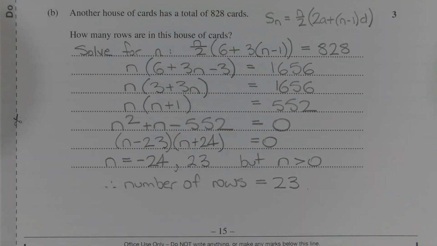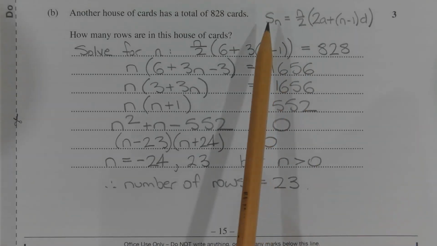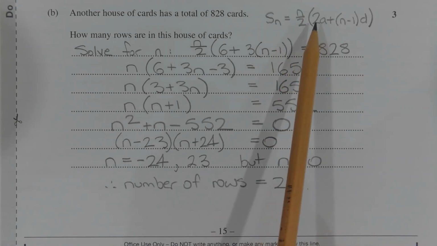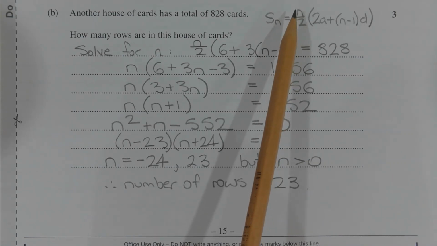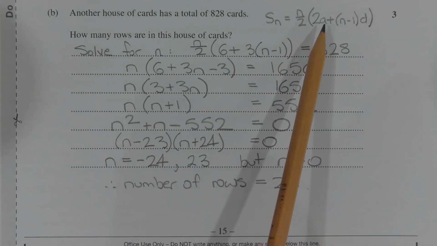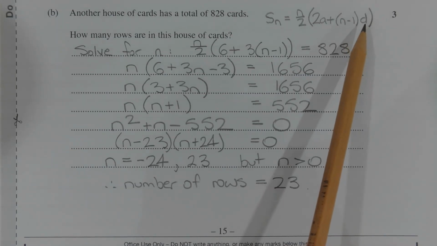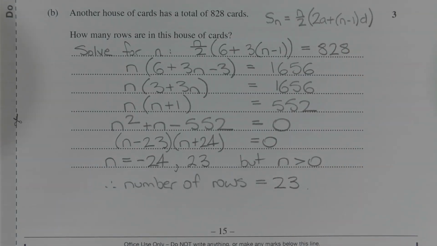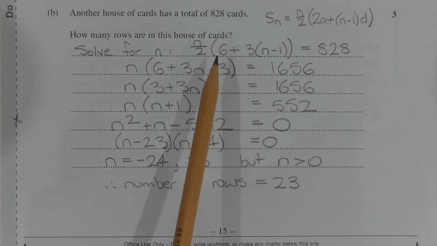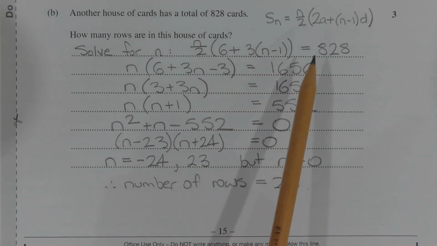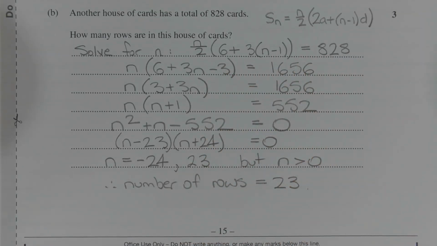The formula for the sum of n terms of an arithmetic series is Sn is equal to n over 2 times 2a plus n minus 1 d, where n represents the number of terms in the arithmetic series, a represents the value of the first term, and d represents the common difference between successive terms. So to find the value of n, which represents the number of rows in the house of cards that gives us a sum of 828, we need to solve for n the equation n over 2 times 6 plus 3 times n minus 1 equals 828.